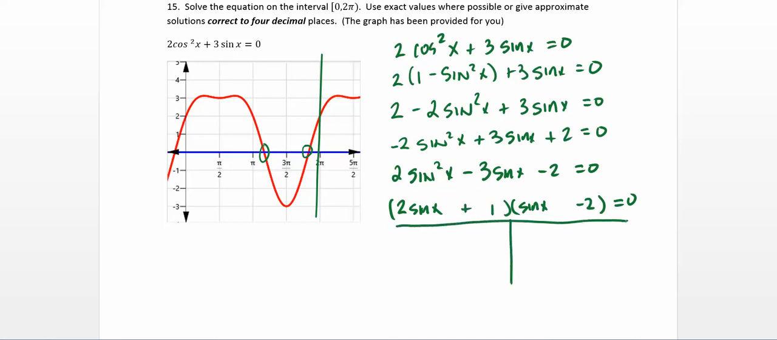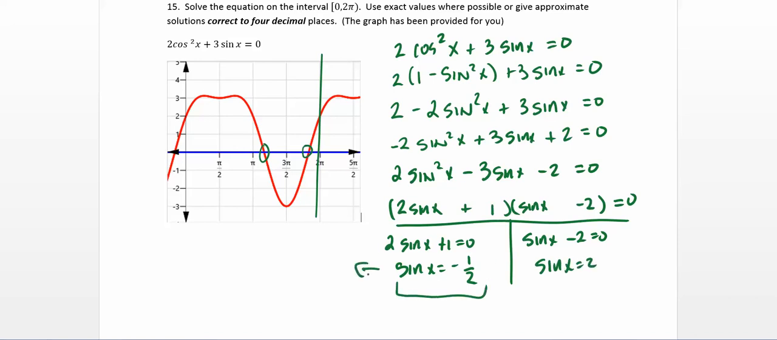Then I have the zero product property that says either 2 sine x plus 1 is 0, or sine x minus 2 is 0. So this one tells me that sine of x is equal to negative 1/2 when I solve, and this one tells me that the sine of x is equal to 2. Well, this one we can definitely deal with, right? Where in the unit circle is the sine equal to negative 1/2? That will happen at 7 pi over 6 and at 11 pi over 6. So my two solutions for this one would be 7 pi over 6 and 11 pi over 6. Okay, those are the two answers.